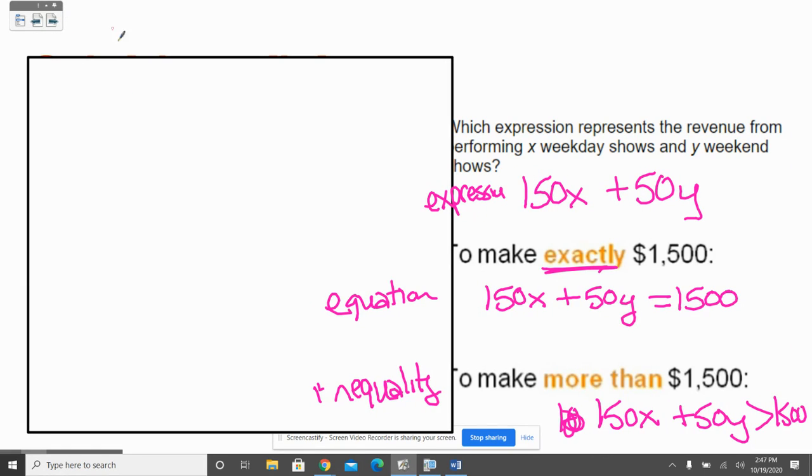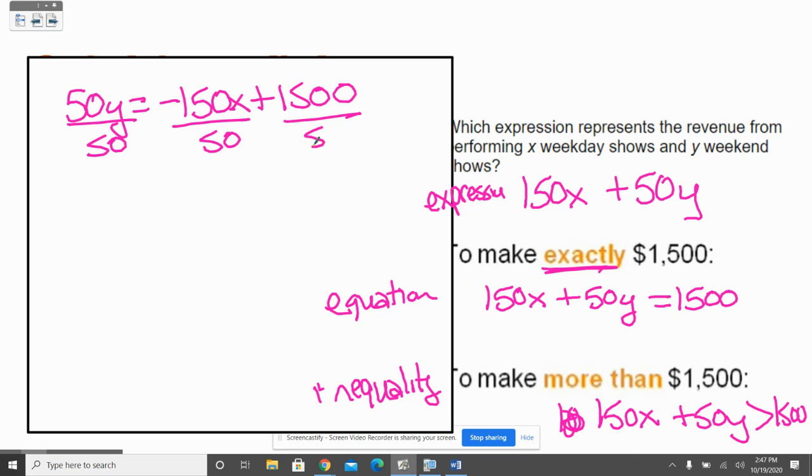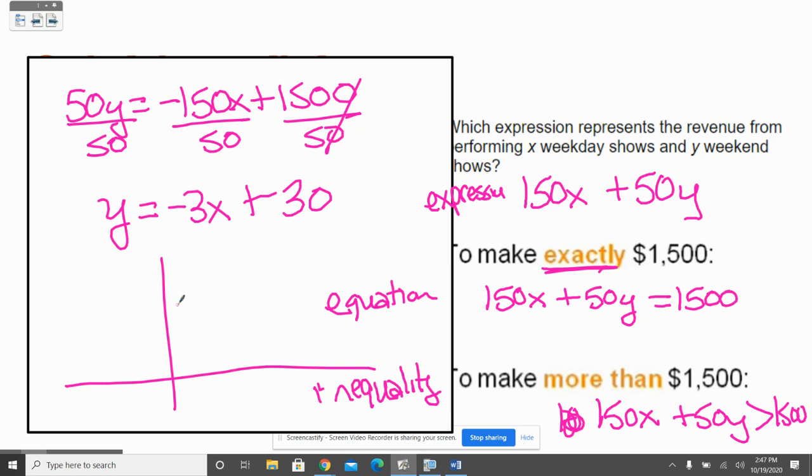Okay, so let's get y by itself on the boundary line first, because that will be our boundary. And we'll have 50y equals negative 150x plus 1,500. And you'll divide everybody by 50. And you'll get y is negative 3x plus, zeros will go away, 150 divided by 5 is 30. So this is the boundary line, y equals negative 3x plus 30. Now, you can't have negative shows, so we're really only dealing with quadrant 1 here.